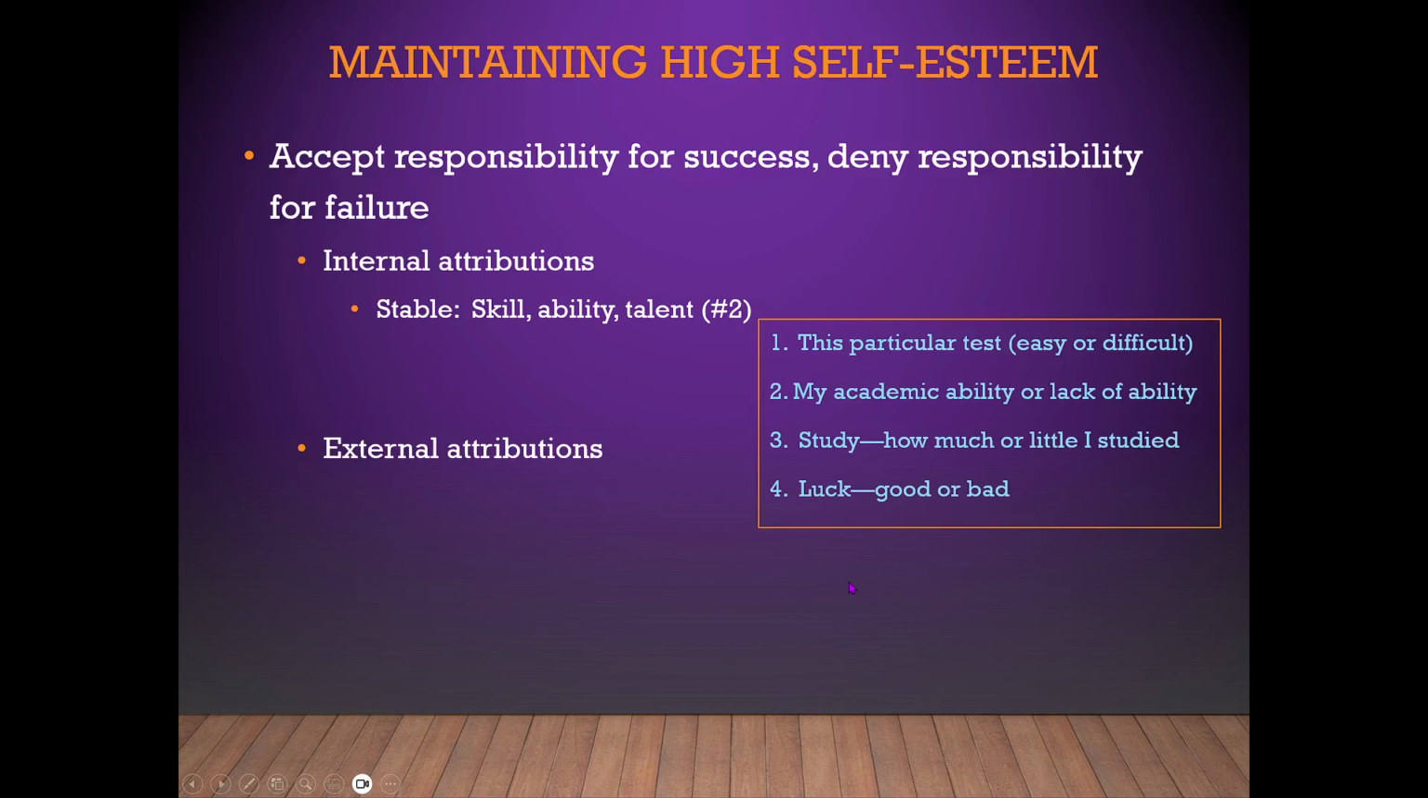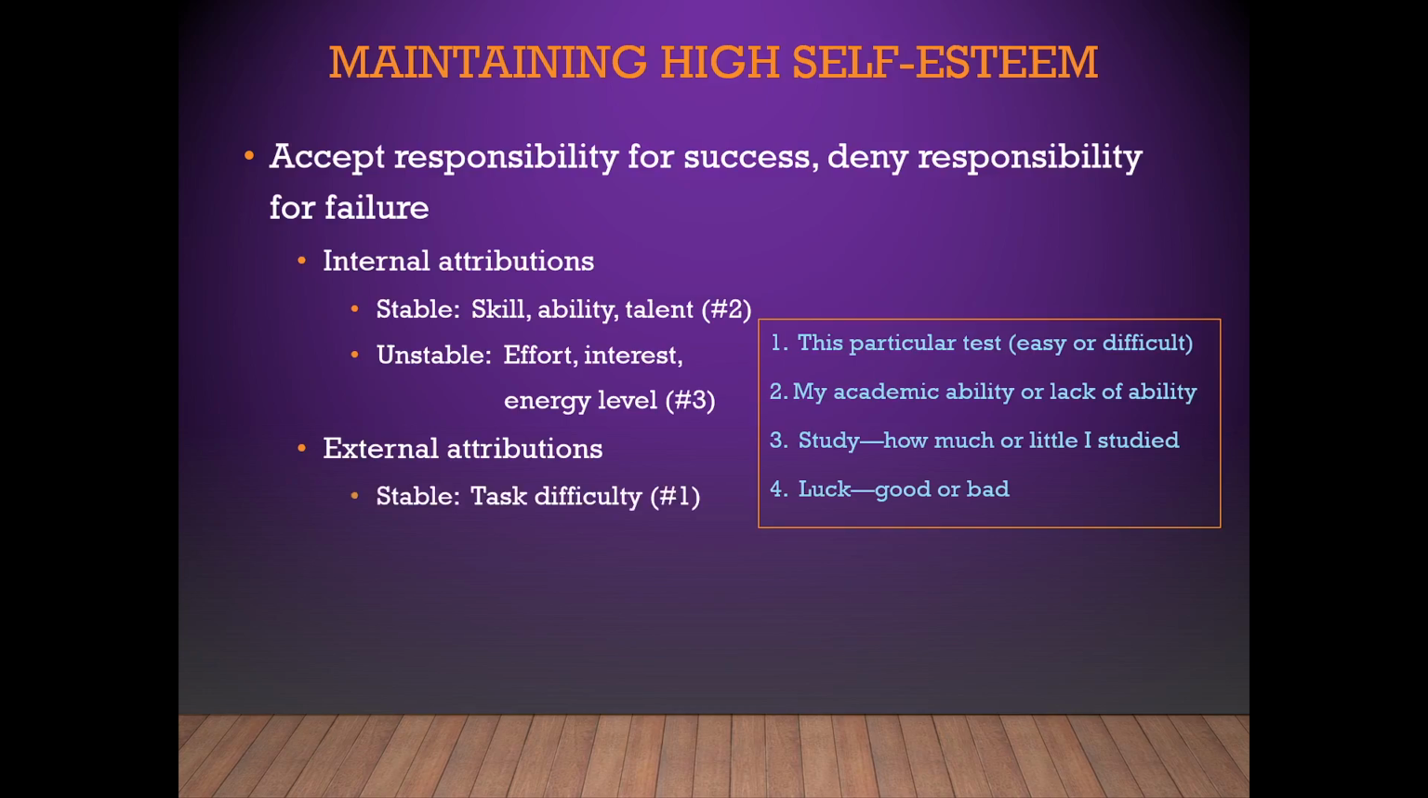So number two gets into a stable internal attribution: skill, ability, talent. People who do well on the test are more likely to make that attribution than people who do poorly on the test. An unstable internal attribution would be something like effort, interest, the things that are measured by number three. People who do poorly on the test tend to emphasize unstable. Yes, it was my fault that I didn't study enough, but had I studied, I know I would have done better.